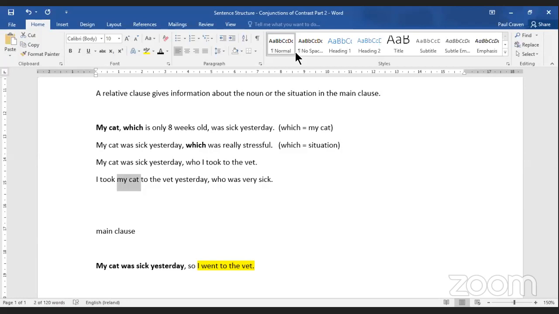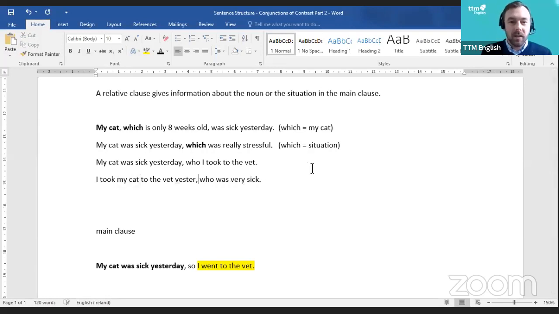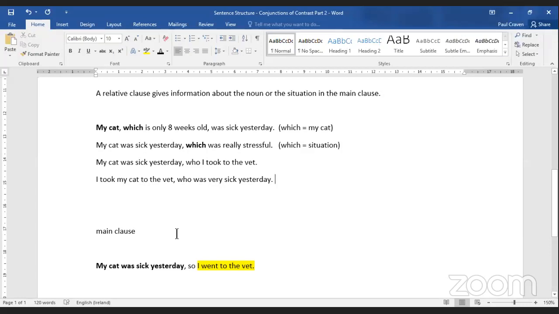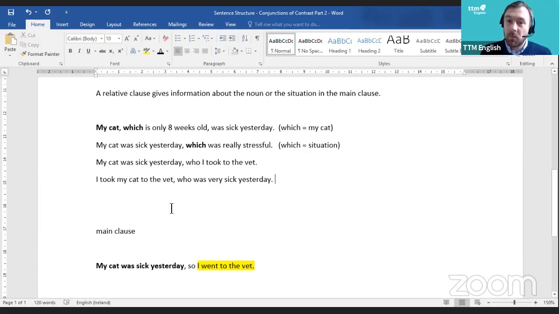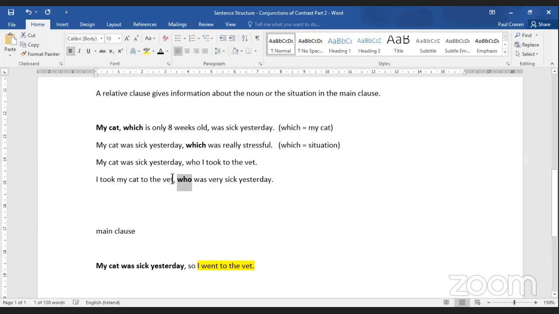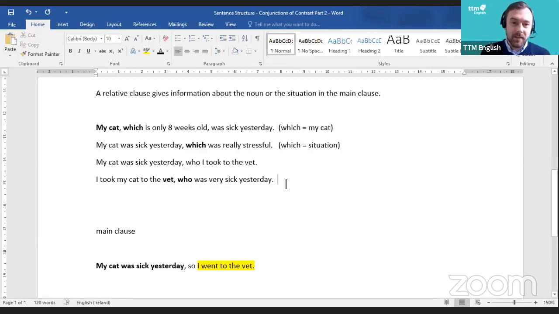I took my cat to the vet who was sick yesterday. No, we can't, because let's look at that. This is interesting. Who was sick? Well, we know that the cat was, but if I read that sentence, it's the vet who was sick. So why is it that the vet is sick? Why do I think the vet is sick in this sentence? Because it's just before the comma. There it is.